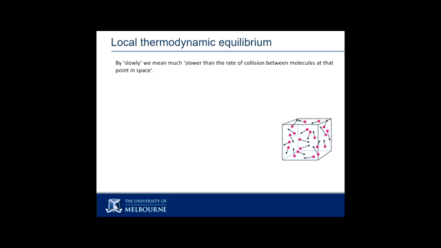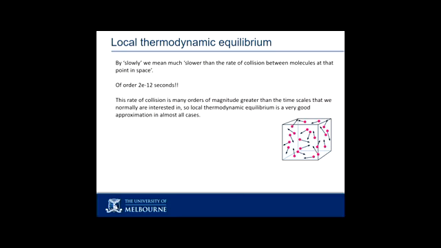We need to be in a situation where the properties are changing slower than the rate of collision between molecules at that point of space. So that's our metric: how fast the molecules bounce into each other, which luckily for us is really, really quick, of order 10 to the minus 12 seconds. Most of the time, if I measure the temperature of something, I've been measuring for a little bit longer than that. And so at the point where I read you the temperature, the system was at local thermal equilibrium.